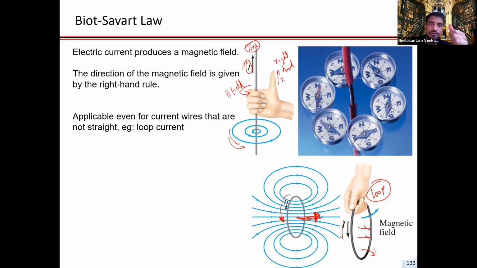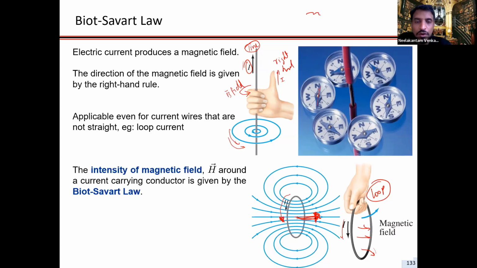If you have a line current, then it's thumb in the direction of the line current and fingers give you the direction of the B field. If you have a loop current, then you have your fingers in the direction of the loop current, and the direction of the right thumb is going to be the direction of the B field.